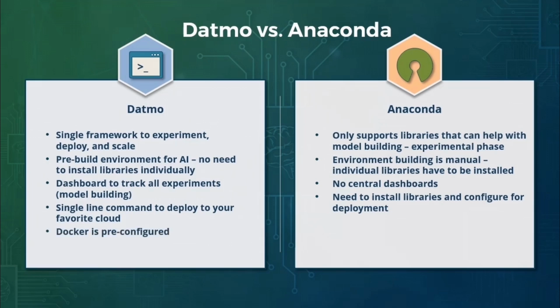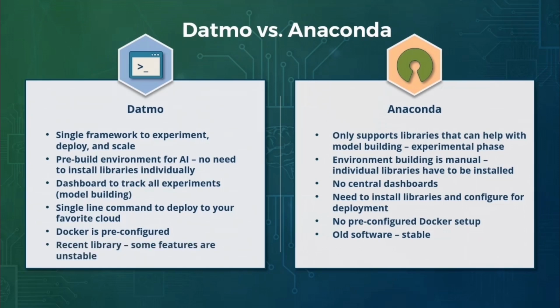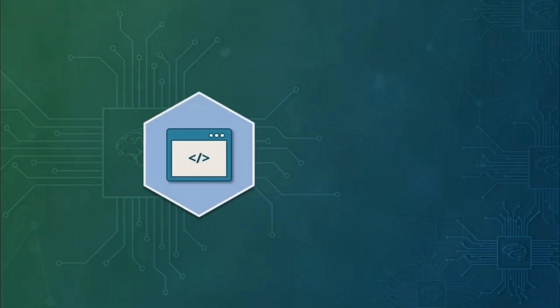Docker, a containerized development platform, is pre-configured in Datmo, which helps users to deploy the application in isolated containers, which makes the application highly independent and production ready. This is also a missing feature in Anaconda. However, Anaconda beats Datmo in stability since it has been around for long, and Datmo is comparatively very new, which makes some of its features unstable, specifically after version updates. This makes Anaconda more suitable in terms of reliability and consistency.